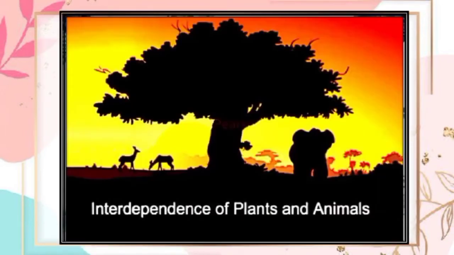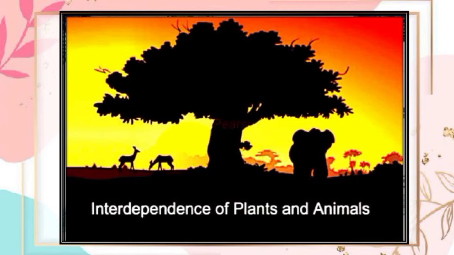Now let's understand interdependence of plants and animals. As you know, plants and animals are dependent on each other in many ways. Green plants are the main producer of food. Animals depend on these plants for their food, and thus a chain exists in nature for obtaining food. A chain that shows a series of organisms where each member depends on the lower member in the series for food is called a food chain.